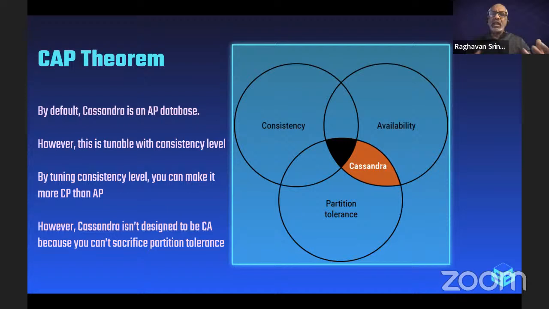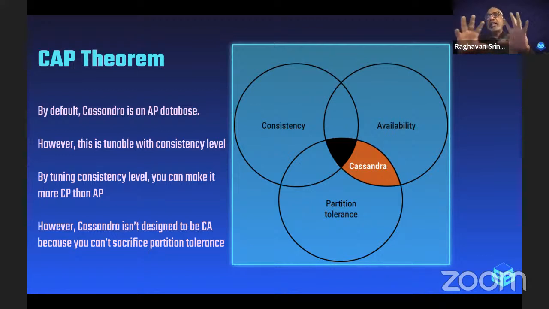Failure is inherent in a distributed system. And if you can deal with failure, that's really what partition tolerance is. So even if your distributed system becomes partitioned, it should still be able to work. In general, Cassandra is considered an availability and partition tolerance system.